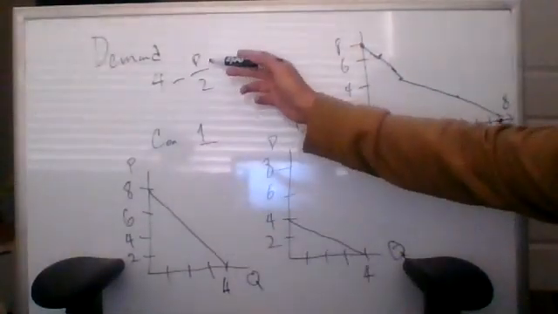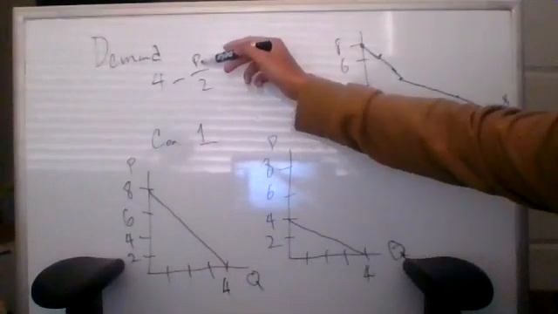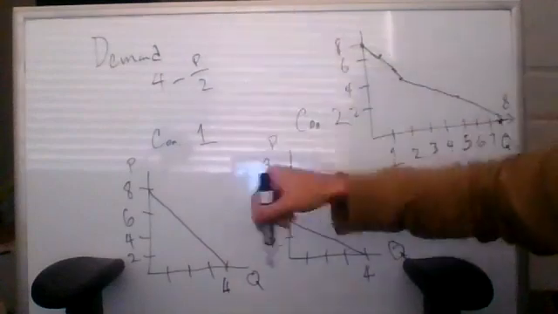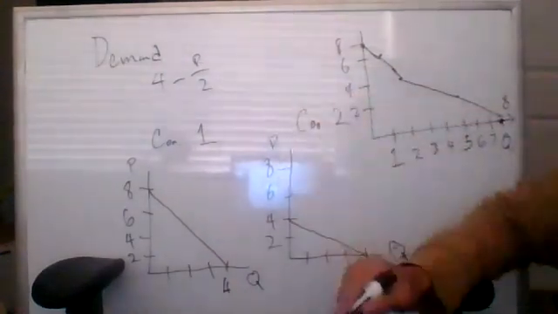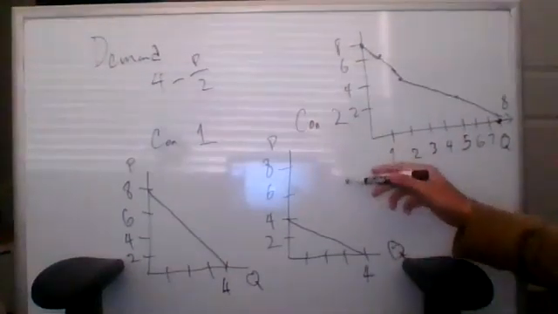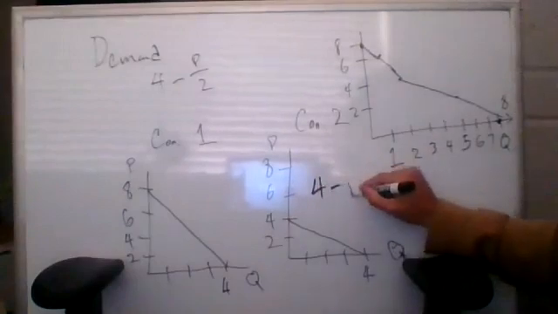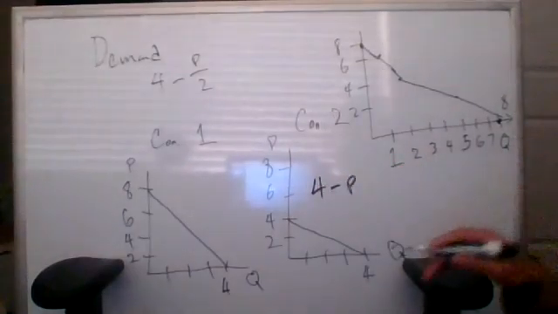It's a function of price. So when the price is 8, you're consuming 0. Price is 6, you're consuming 1, down to price of 0. But you notice how these people have different demand functions, right? This person is just 4 minus p as their demand function.